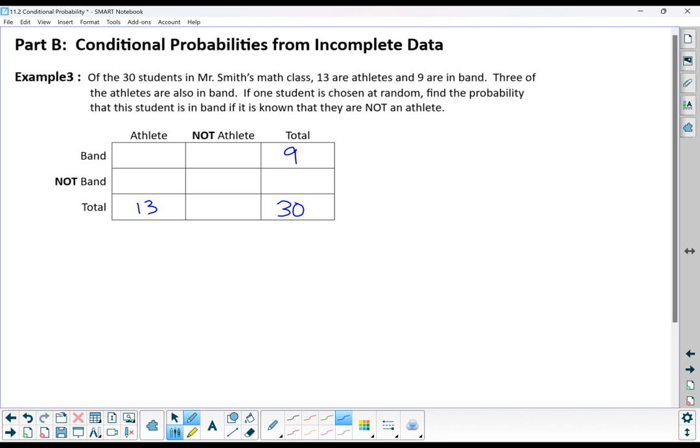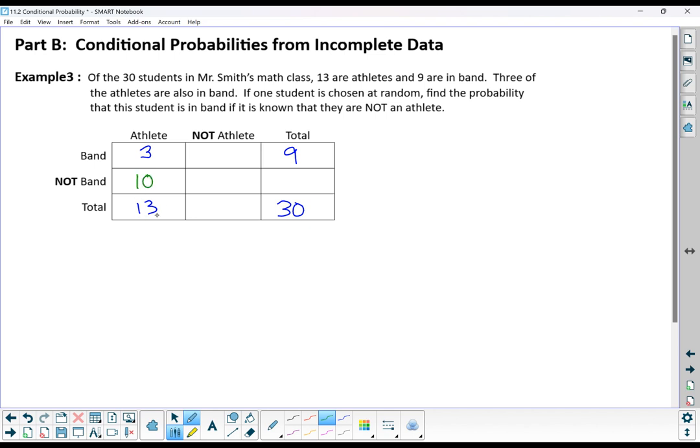The next sentence tells us that 3 of the athletes are also in band. So that would go in this box. We know that 3 of the students who are athletes are also in band. Well, that means 10 of them are not in band. So you can do a little bit of subtraction. Let me change the color on that. So I can do a little bit of subtraction to figure out some of the other information.